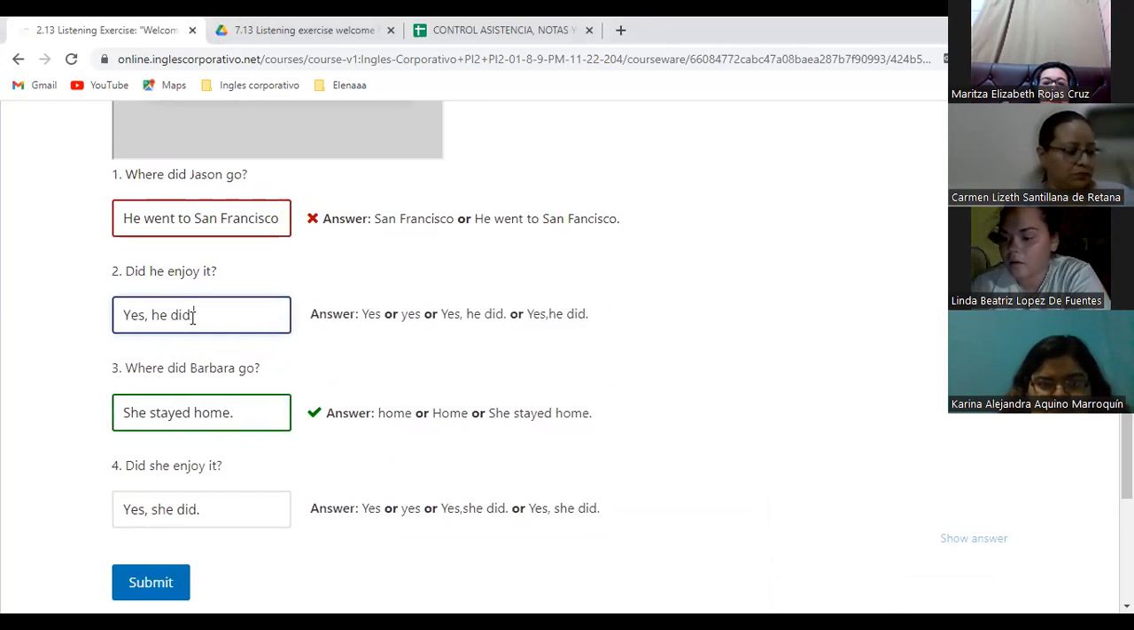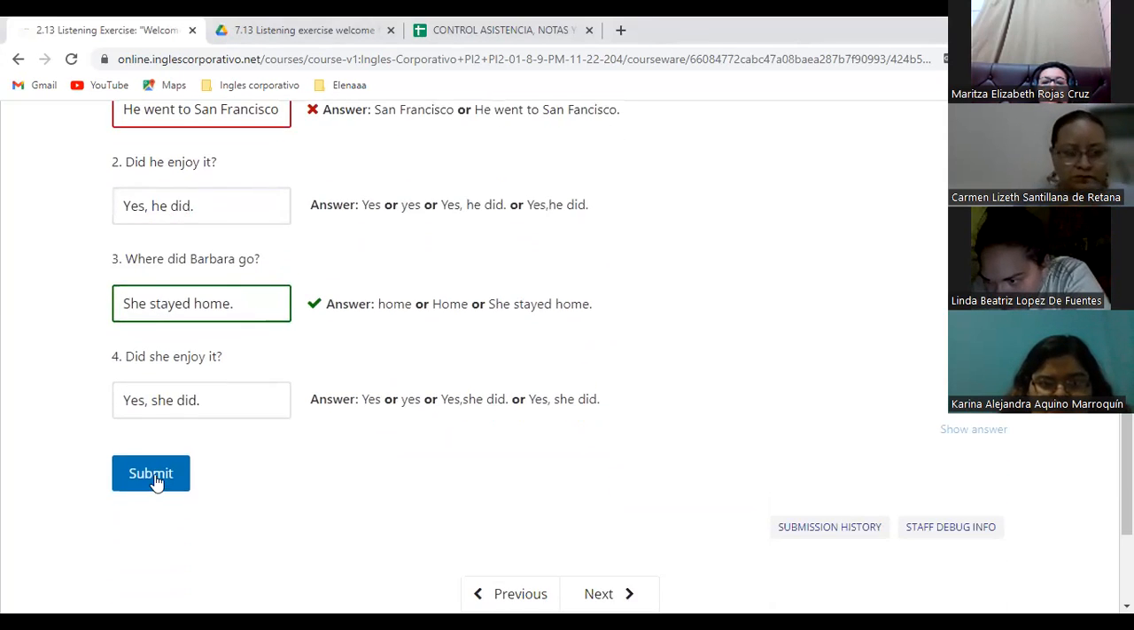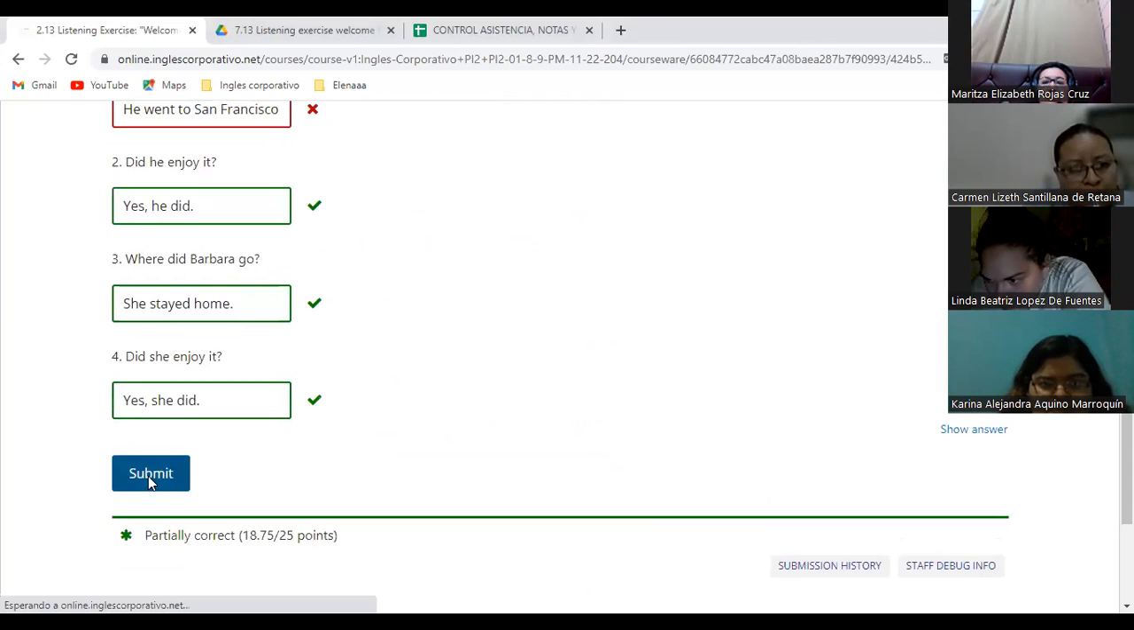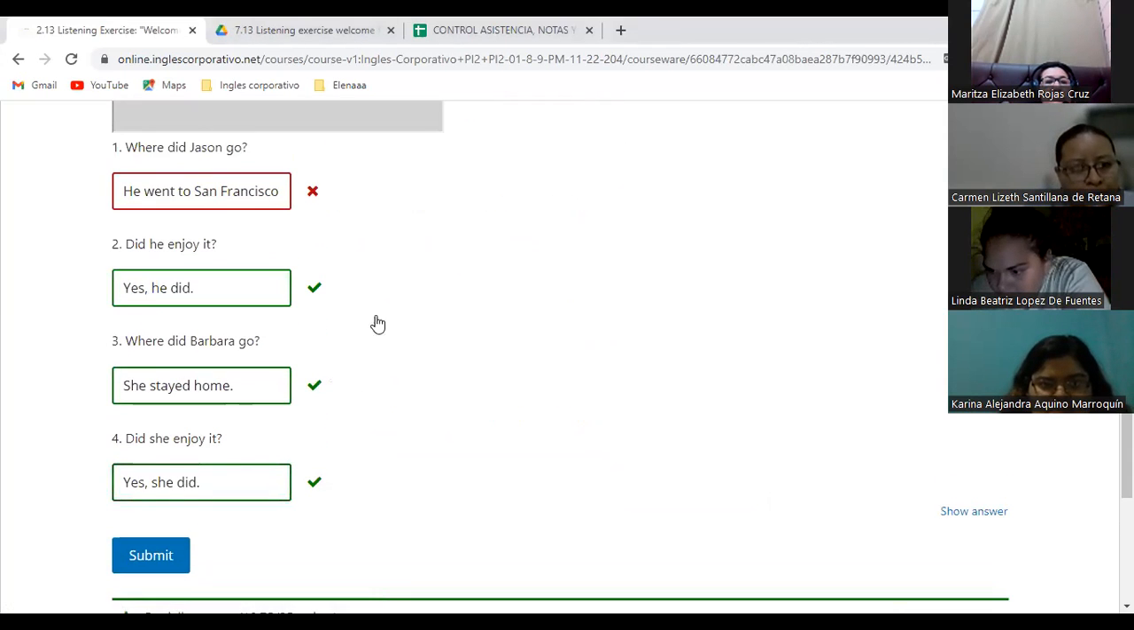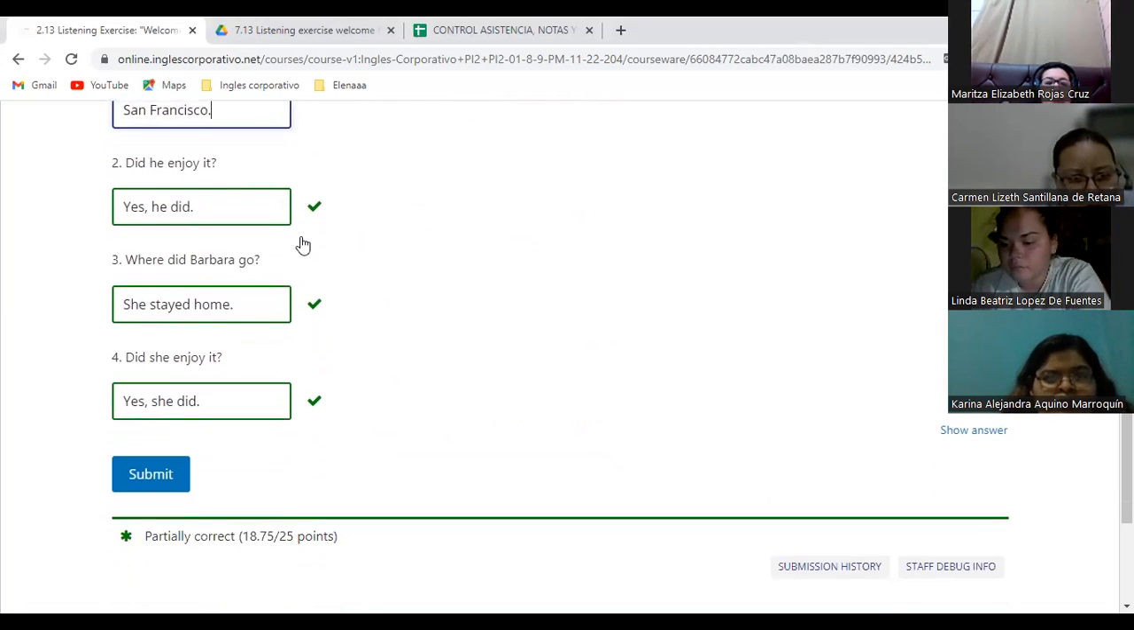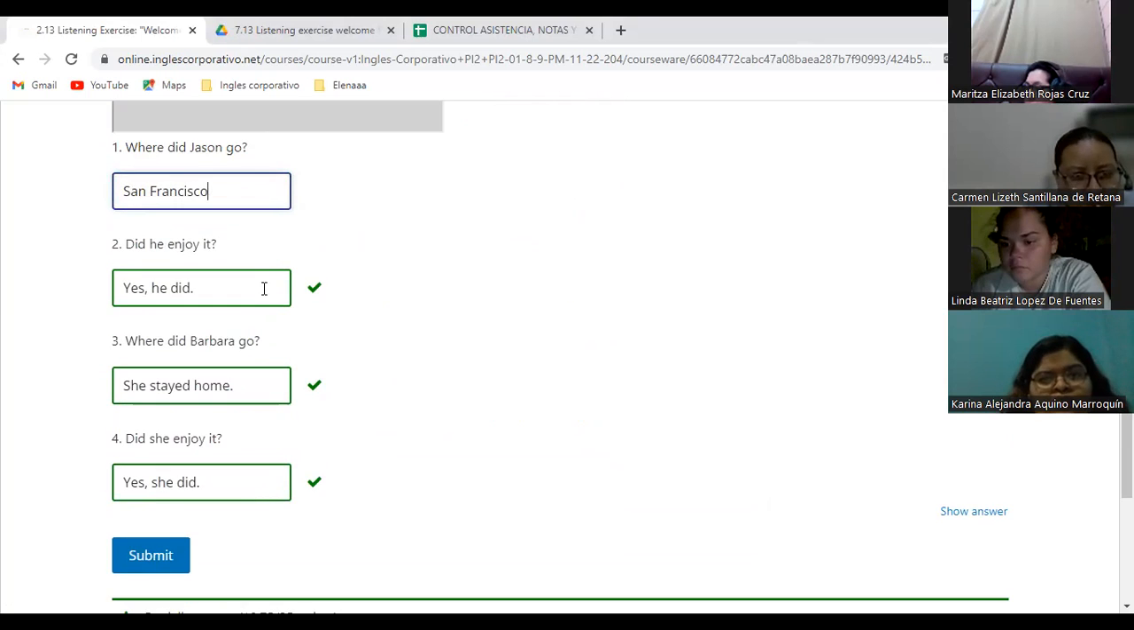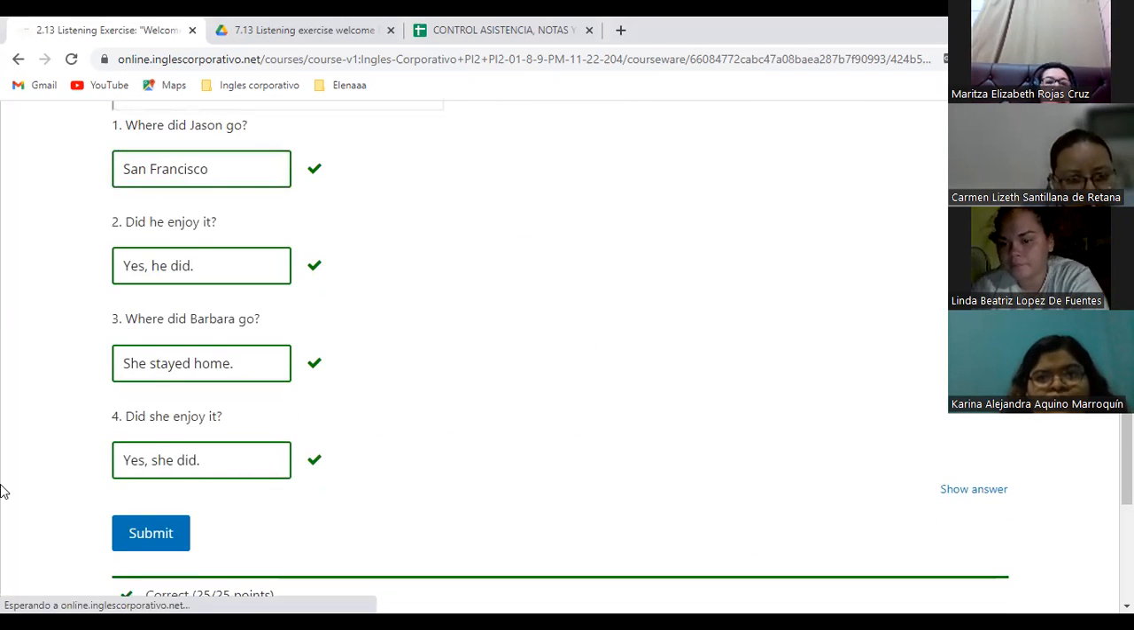Si la gramática tiene que ser bien detallada, si no. Vaya, miren chicos. Y San Francisco, voy a pedir que la corrijan. Solo pónganle San Francisco, ¿ok? Solo San Francisco lo aceptó. San Francisco, sin punto. Sin punto, really, without the period. Ok, that's it. Tómense un minutito para copiarla.